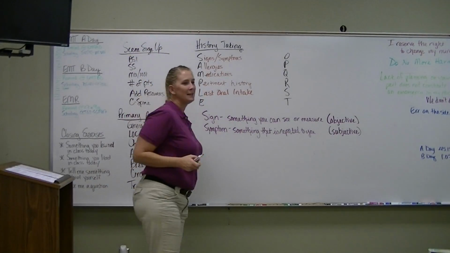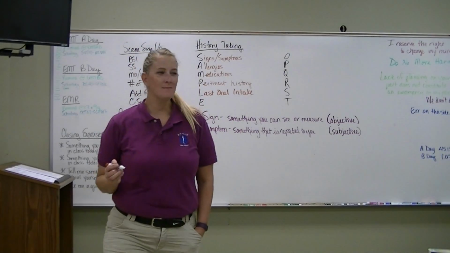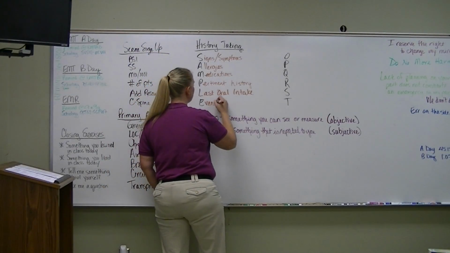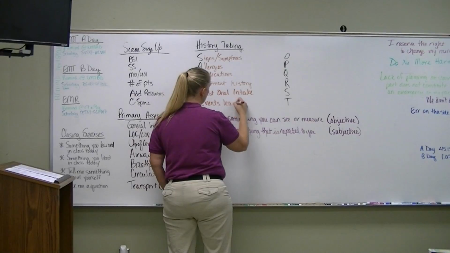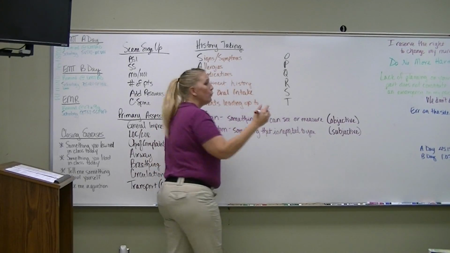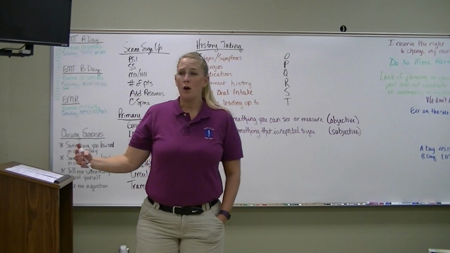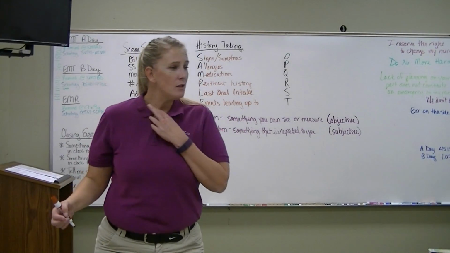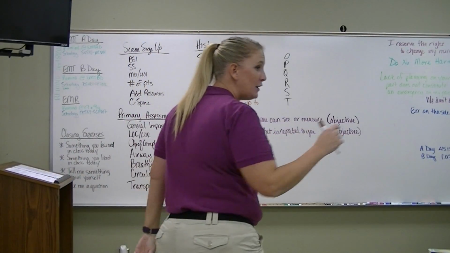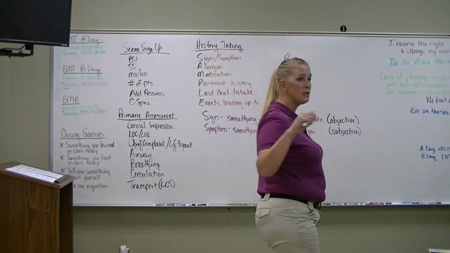What is the E? Events leading up to injury or illness. Okay, what does that mean? Events leading up to. What happened before this? What were you doing when this started? Oh, you're having chest pain and you were out mowing the lawn? That's really, really good to know. Oh, you're having chest pain and you were just sitting on the couch? That's really, really good to know too.